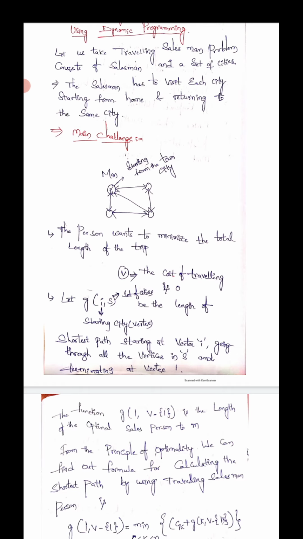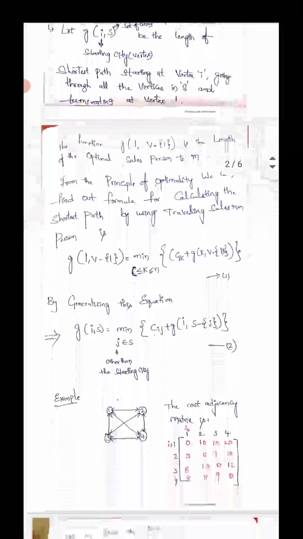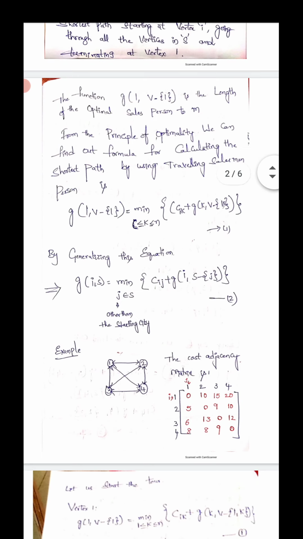The main challenge here is that the salesperson has to visit each city starting from the hometown itself and returning to the same city. Here we have to look at the function g of 1 comma V minus 1. It is the length of the optimal tour of the salesperson. The salesman should find the optimal length.